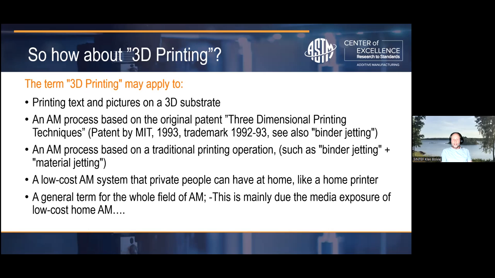And then there could be an AM process based on a traditional printing operation, such as binder jetting, or for example, material jetting, when you have a material such as a wax or a photoreactive polymer that's being jetted out of a printhead. And that's all been called that. Then, since these types of processes were low cost and easy to use, people started to use that low cost and easy to use name for all systems.